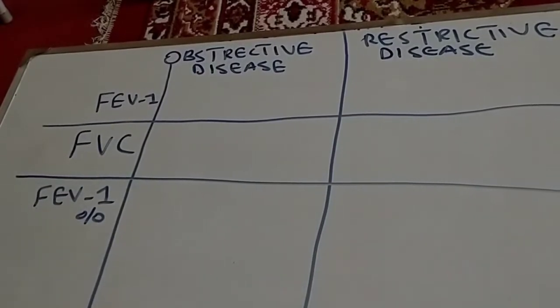Today I will be demonstrating the difference between the forced expiratory volume after 1 second, the forced vital capacity, and the forced expiratory volume percentage. So we will be discussing the difference between the FVC and FEV in both cases, in the obstructive disease and in the restrictive disease.